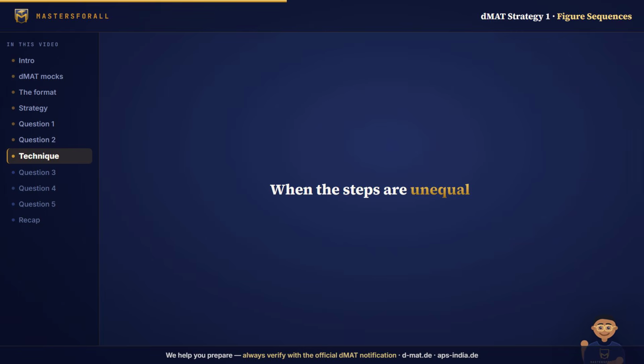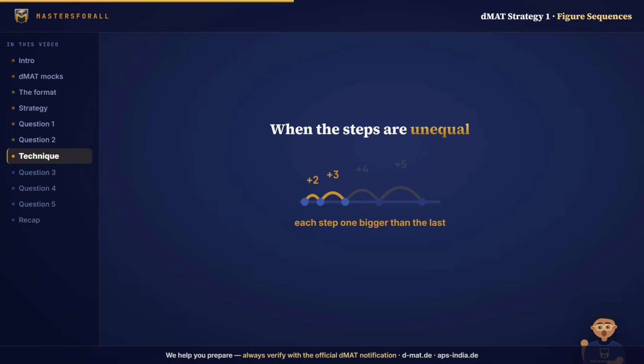4 techniques now that separate a good score from an average one. First, when the steps are unequal, look at the differences between the steps. A figure that moves 1 cell, then 2, then 3 is not random.